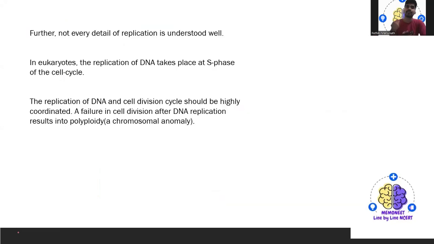Going to the next slide. Further, not every detail of the replication is understood well, but in eukaryotes, the replication of DNA takes place in the S phase of the cell cycle. In the cell cycle, we have M phase, synthesis phase, then G1, G2, G0, right? In the S phase, that is the synthesis phase, we can see this DNA replication takes place. The word itself tells that synthesizing is happening.